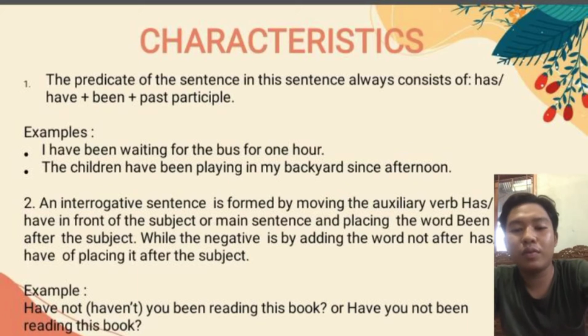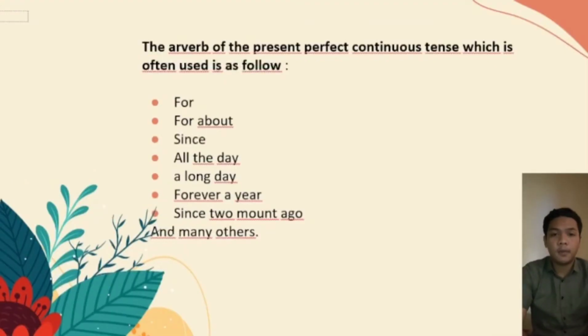Okay, now I will explain about the adverb or time signal of the present perfect continuous tense, which is often used, as follows: for, about, since, all the day, a long day, for years, since two months ago, and many others. Okay, that's all about my material.